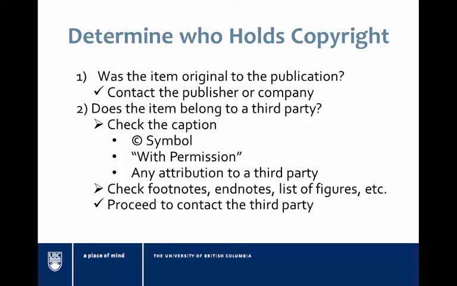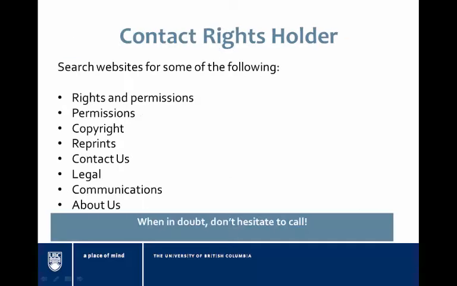If you believe that the item belongs to a third party, you will have to investigate who that third party is. Usually, third party material will be identified as such by the inclusion of an attribution statement. Keep in mind that this attribution may be recorded in a footnote, endnote, list of figures, etc. Once you are confident that you have identified the original place of publication, you can contact the publisher with your permission request. In order to contact the rights holder, you will need to find their contact information.